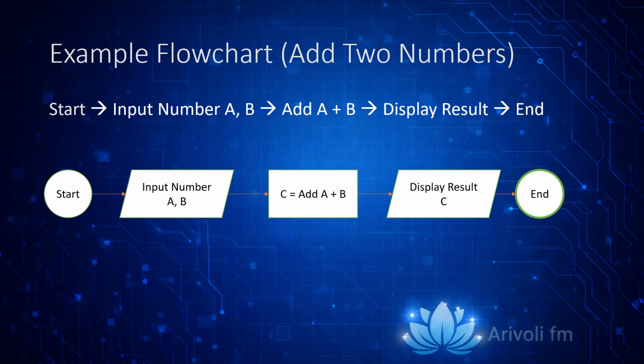Here is a simple flowchart that adds two numbers. First, the program starts, then it takes two numbers from the user. Next, it adds them together. Finally, it displays the result. Then the program ends. This simple logic can later be converted into code.